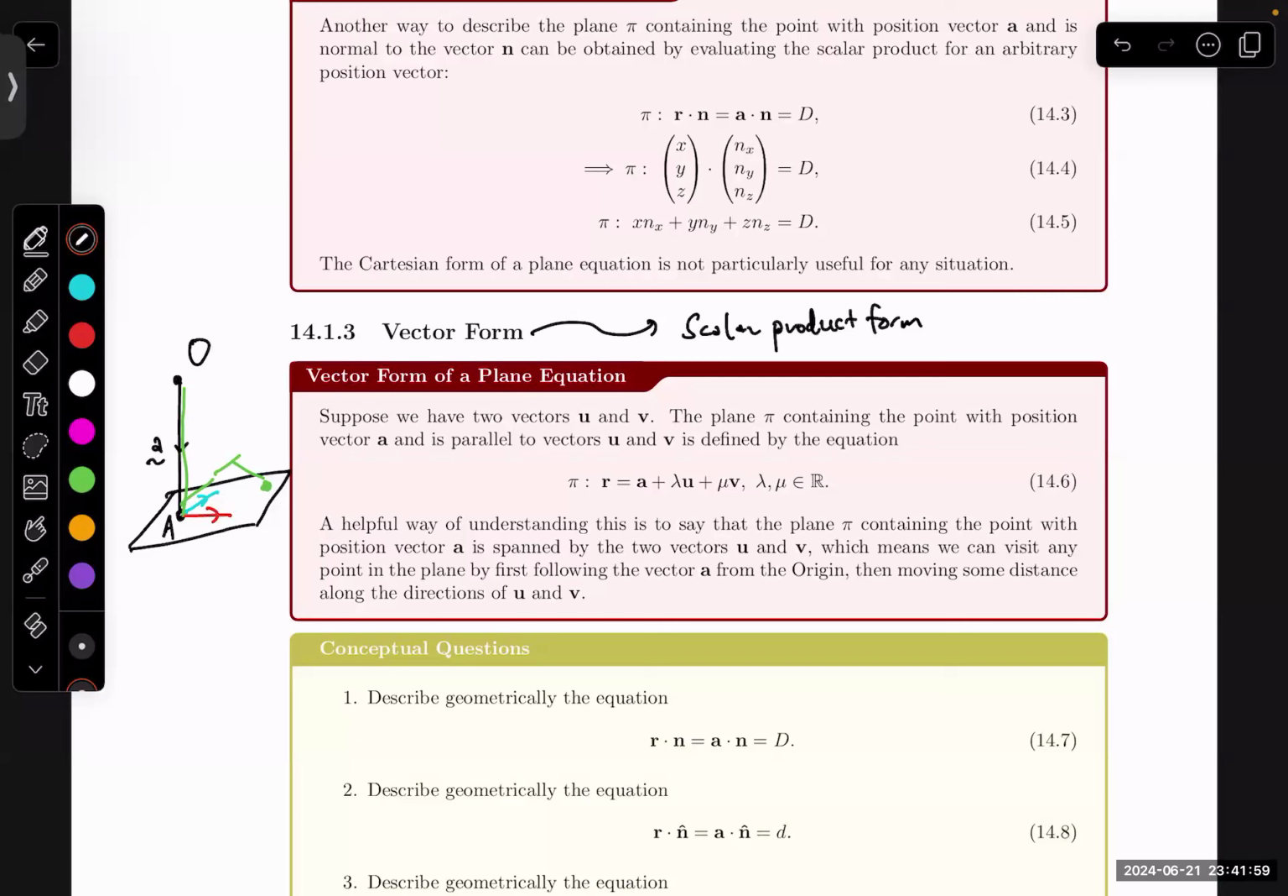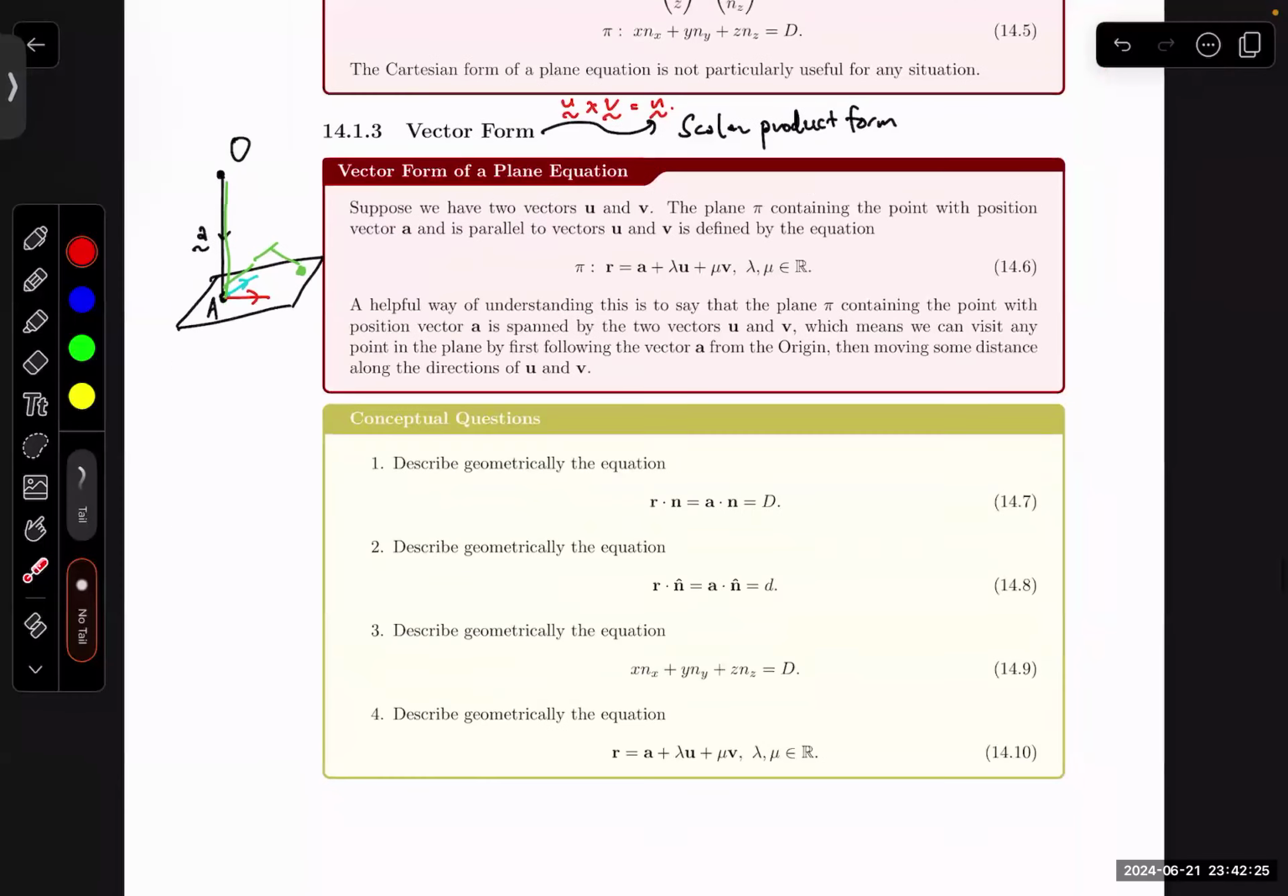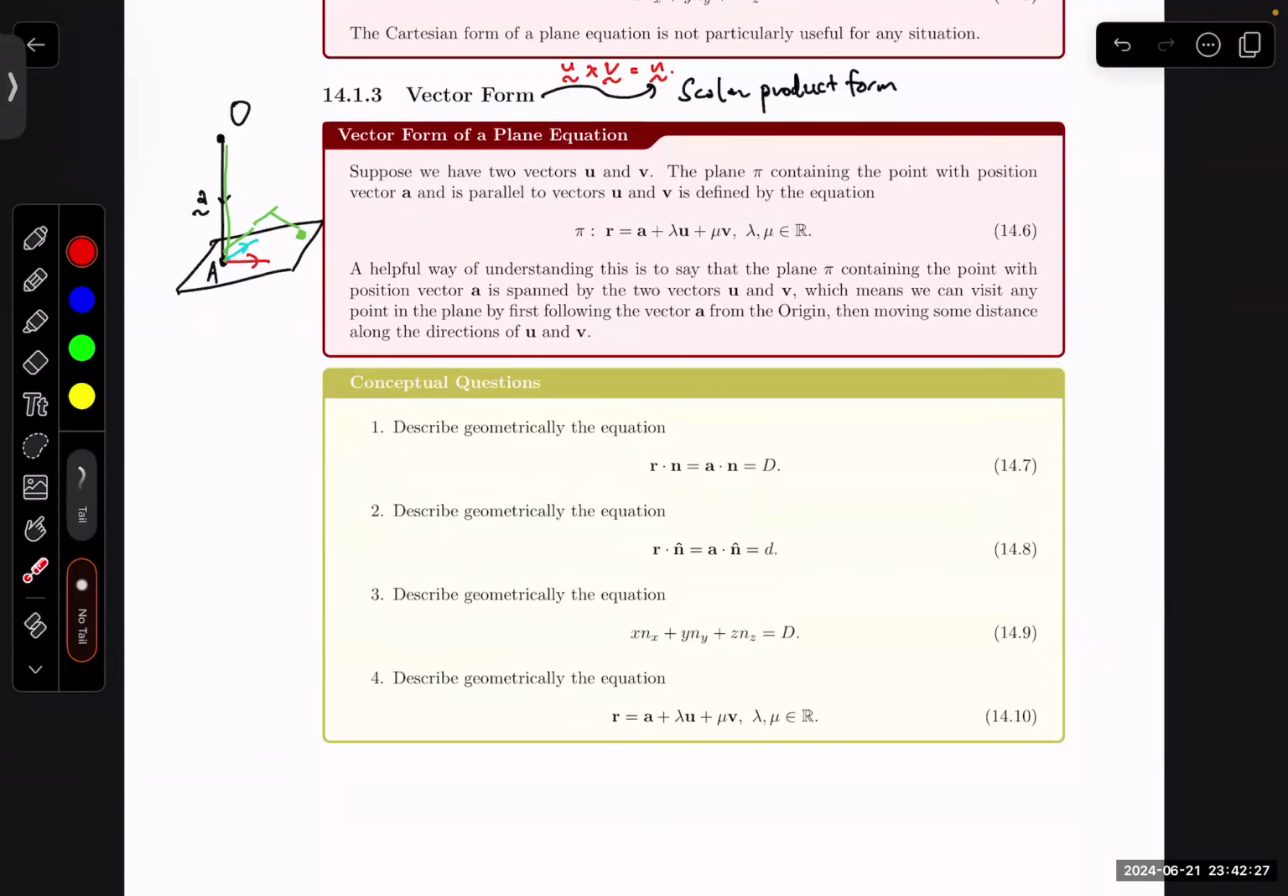So what you do is you take your U cross V and you treat it as the normal vector. You solve for the normal vector. Once you have the normal vector, you also have a position vector of a point in the plane. You can make your scalar product form of the equation. Again, we have a bunch of questions like "describe geometrically this equation." This one is a lot easier.